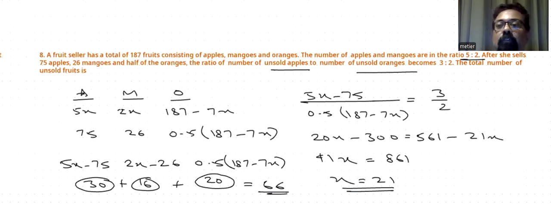You should know that when mixed questions are there, ratio and numbers mixed, you cannot go with wild assumption. You have to assume X. Next.